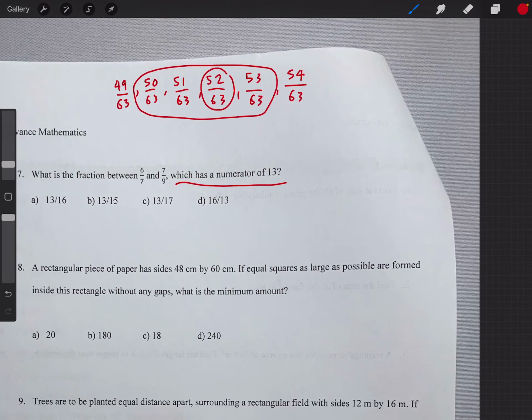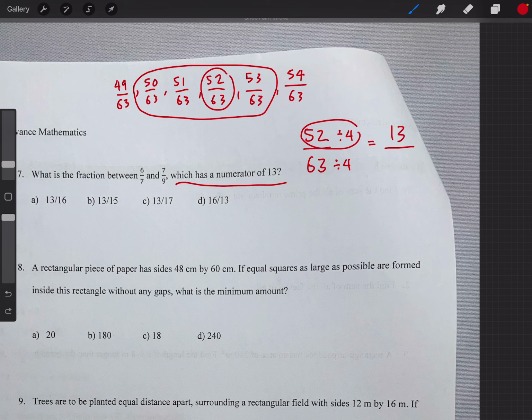So 52 over 63. If we divide this by 4, you will get 13, which is what we want. We want a numerator of 13. Now you have to divide the bottom by the same number, because that's how fractions work. If you divide the top number by 4, you have to divide the bottom by 4 as well. So let's see.